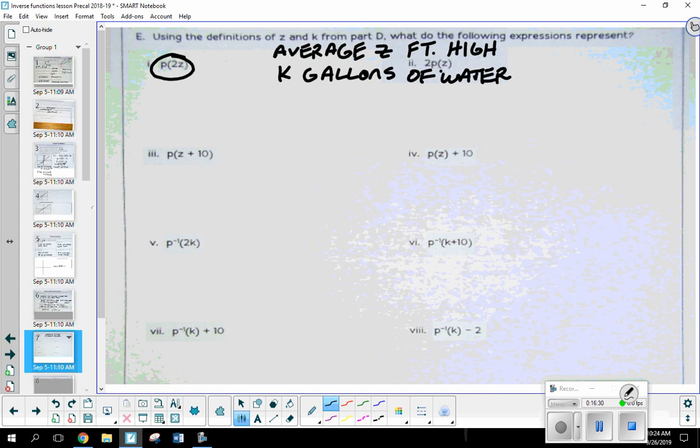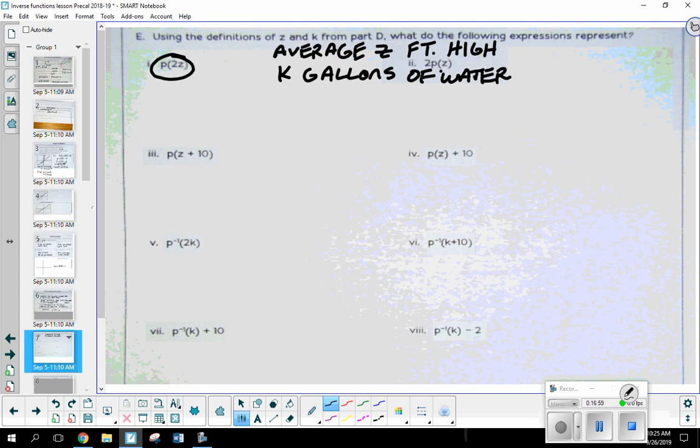Let's try the first one together. P of 2Z. Don't worry about the 2Z. For the original function P, what's the input? Is that the height or the water? So the input for the original is the height. That should give me the amount of water needed for that height. Everybody's with me? Okay, so what's being affected here? The input or the output? The input. I know because Z is being affected directly.